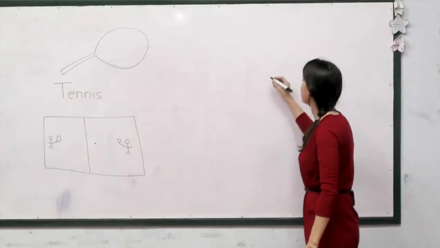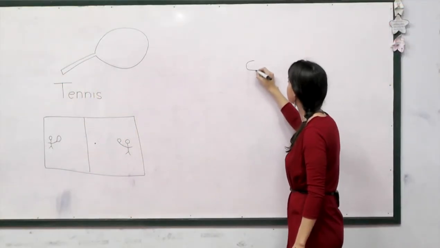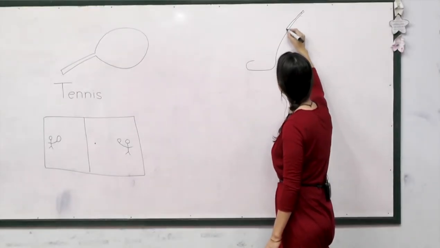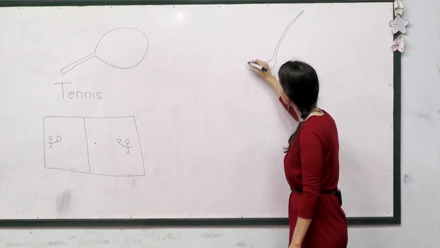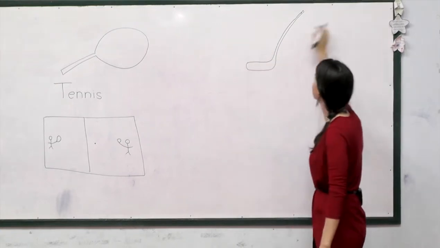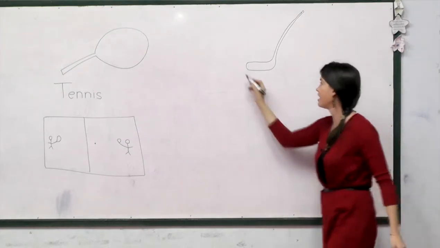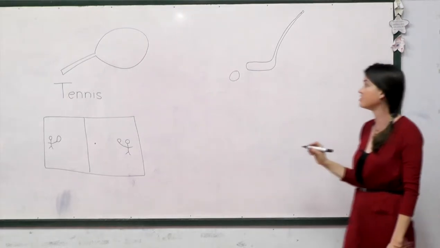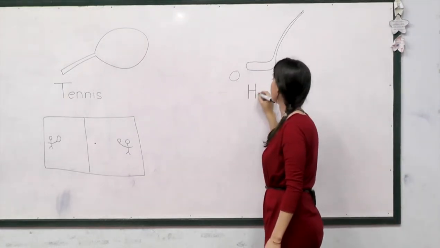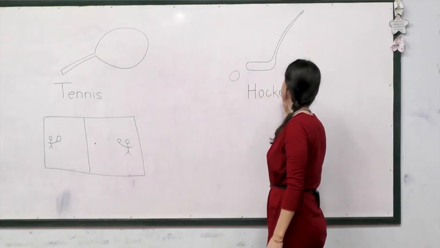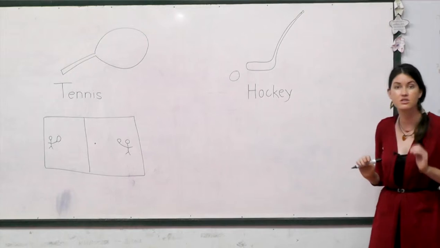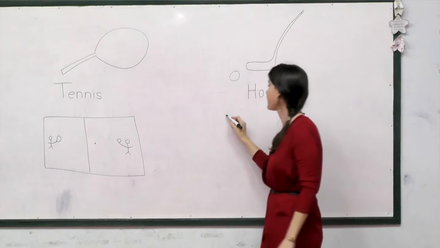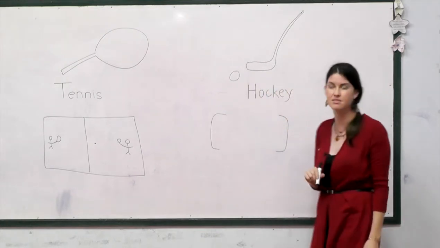Okay, think about the video where the kids were playing in the street with their sticks on the ground. They had a different kind of stick. It looked like this. It's kind of like a person's leg. They had those long sticks and a little ball that they were playing with in the street. Do you remember this game is called hockey? Hockey. And they had two goals on their street. They had small goals in their game because it was just on a small street.